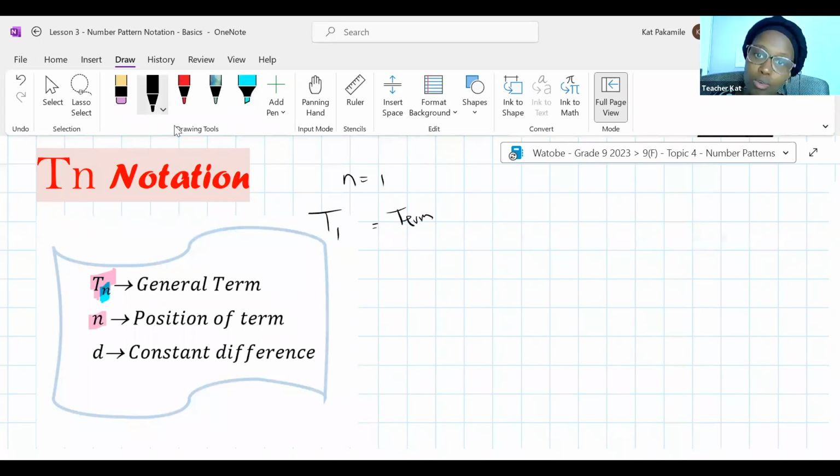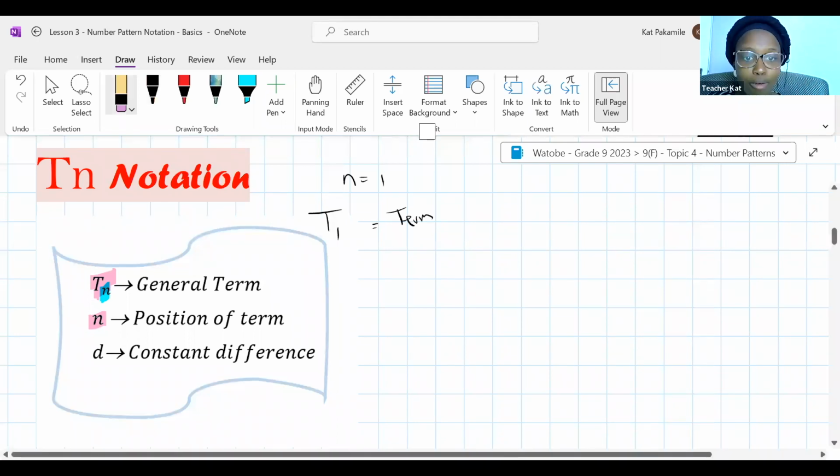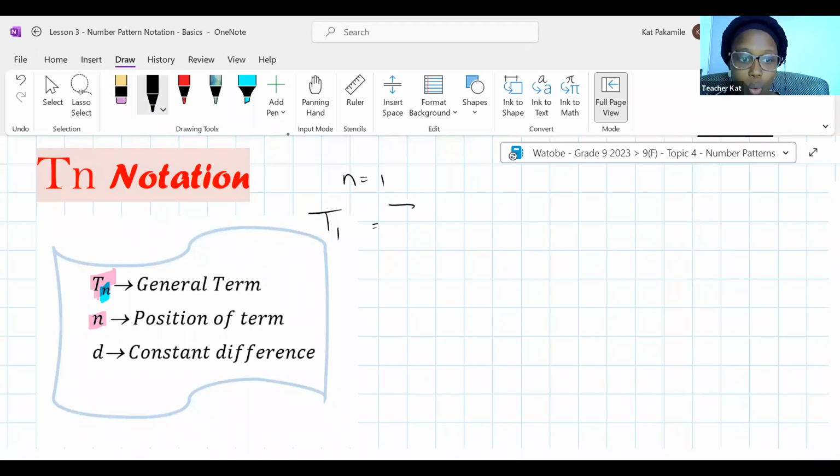Let me move the chat because now I'm writing sideways, since the chat is right on top of my board. So T1 will be the same as term 1. And when I say term 1, I'm talking about the position. What term is in the first position? D would be the constant difference. So obviously we'll be dealing with a linear or arithmetic sequence. So D would be the constant difference.